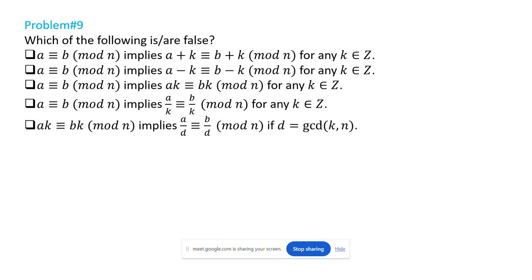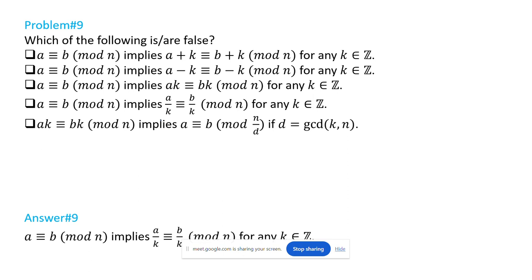Which of the following is or are false? Again, sorry, I think there is some mistake. Although the answer is here, you can follow this question slide. There is some mistake in the last slide. The answer is here. Clearly, according to the same logic, the fourth statement is not correct, because in order for this to hold, we need that K has an inverse in modulo n.